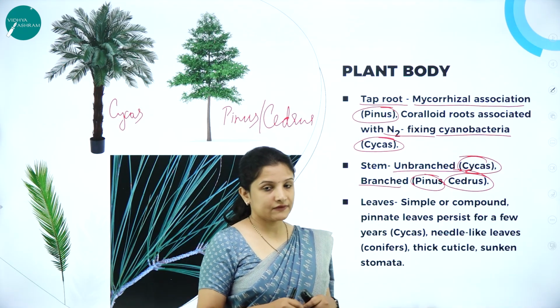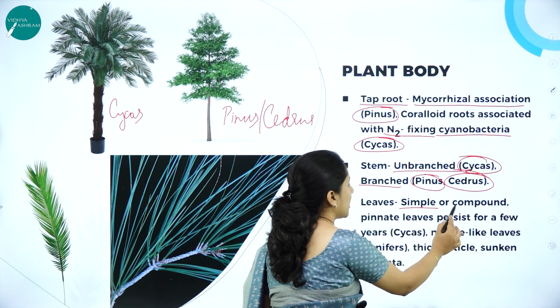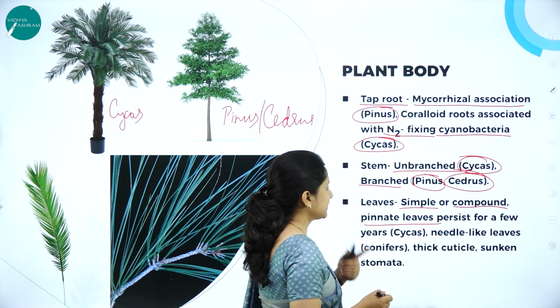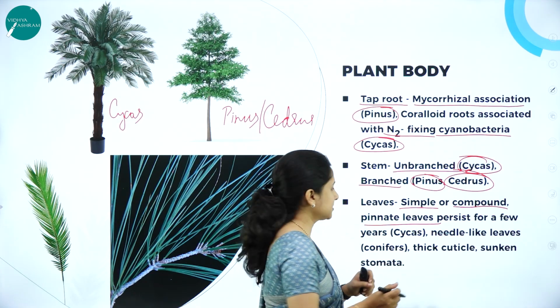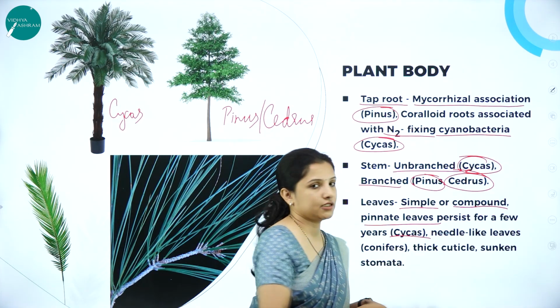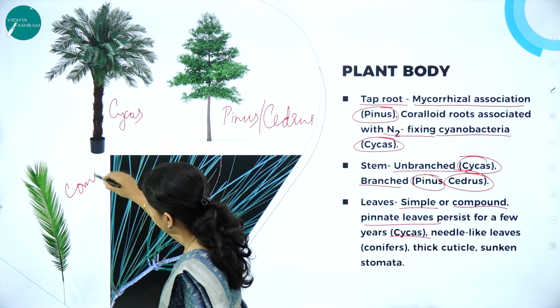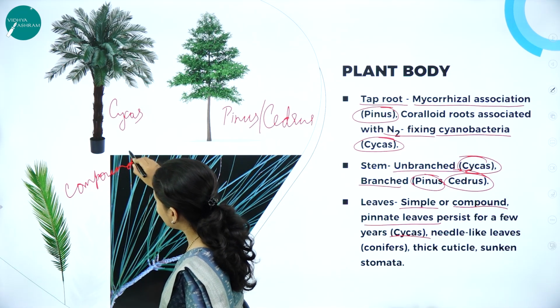Next, talking about the leaves, they can be simple or compound pinnate leaves. For example, simple leaves in the case of Pinus, compound leaves in the case of Cycas. So here, if you can see, this is a compound leaf. This is a Cycas leaf. It is compound, wherein it is pinnately compound.